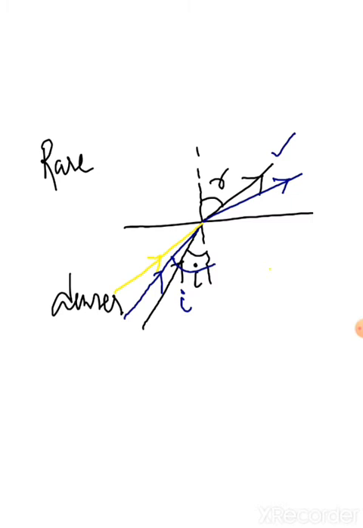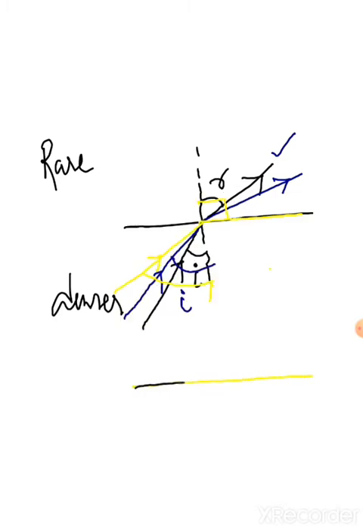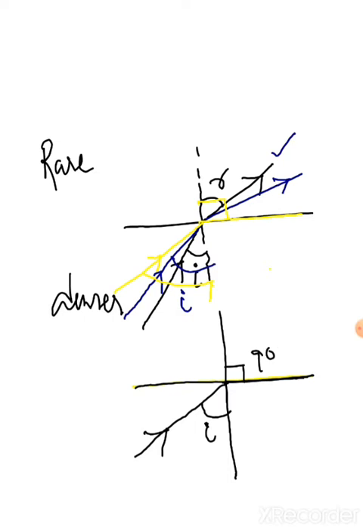So a situation will come when the angle of incidence in the denser medium, for which the angle of refraction in the rarer medium becomes 90 degree. As much as I increase the angle of incidence here, the angle of refraction also keeps increasing, isn't it? So a situation will come here, this is my normal for example, when for my particular angle of incidence, the angle of refraction becomes 90 degree.